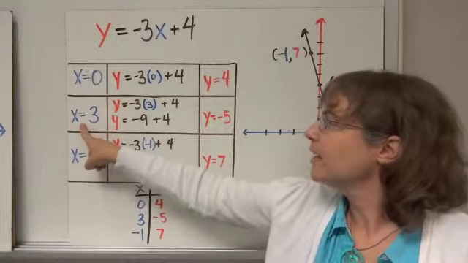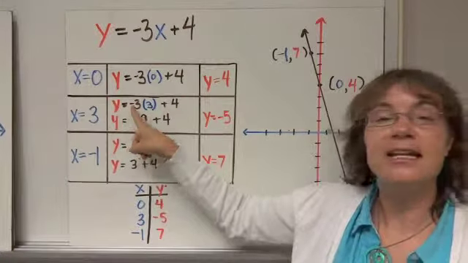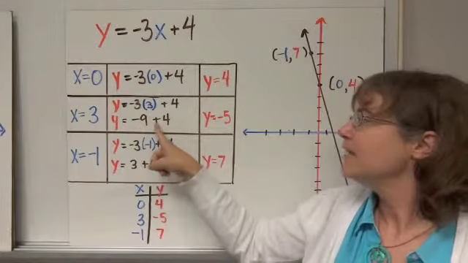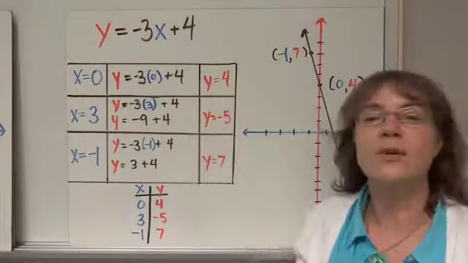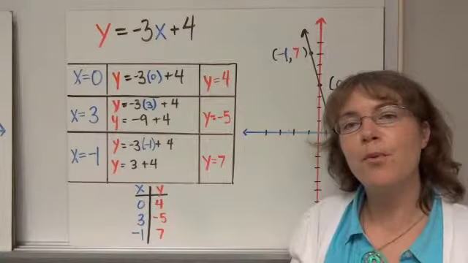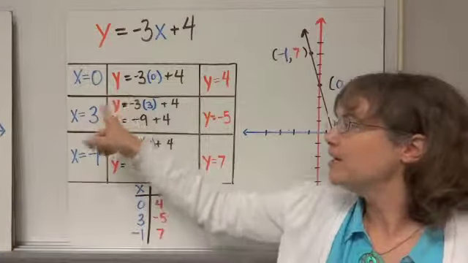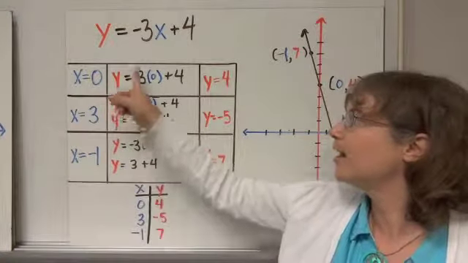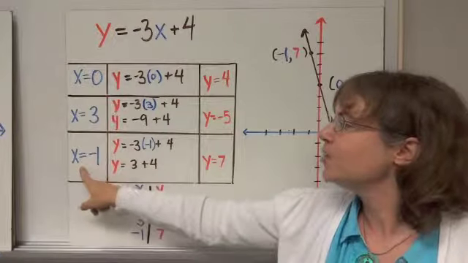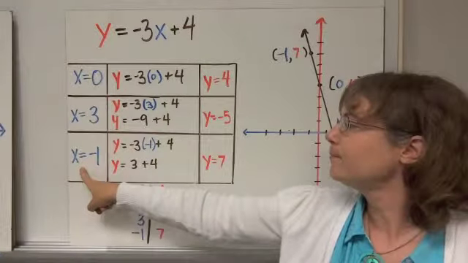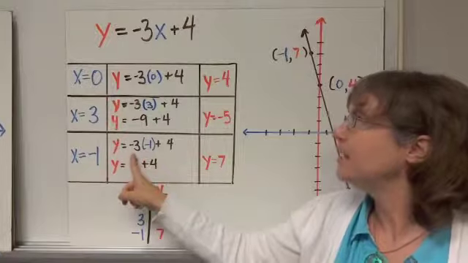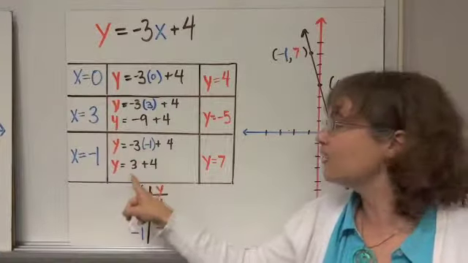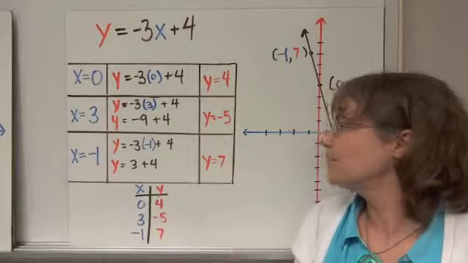If I plug in a 3, I have y is equal to negative 3 times 3 plus 4. Negative 3 times 3 is negative 9. Negative 9 plus 4, and I have y equals negative 5. I'm going to choose one more point just as a checkpoint to make sure I didn't goof up. That's a great way to do that on a test, to make sure you didn't graph the wrong line or do your calculations incorrectly. I'm going to choose x is equal to negative 1. So instead of the x, I'm going to put in negative 1. Negative 3 times negative 1 plus 4. Negative 3 times negative 1 is going to give me a 3. 3 plus 4 is going to give me a 7.